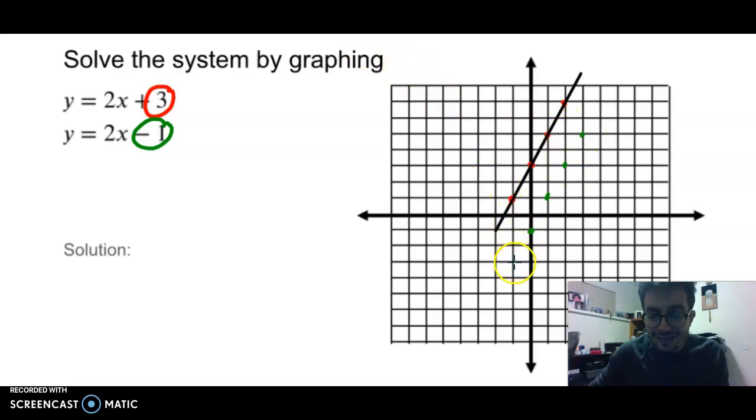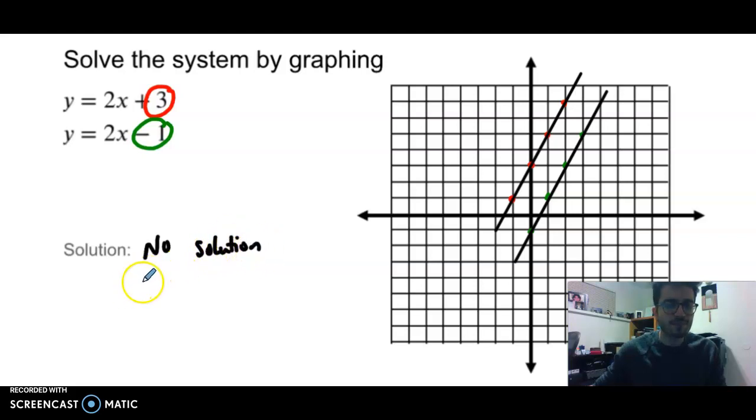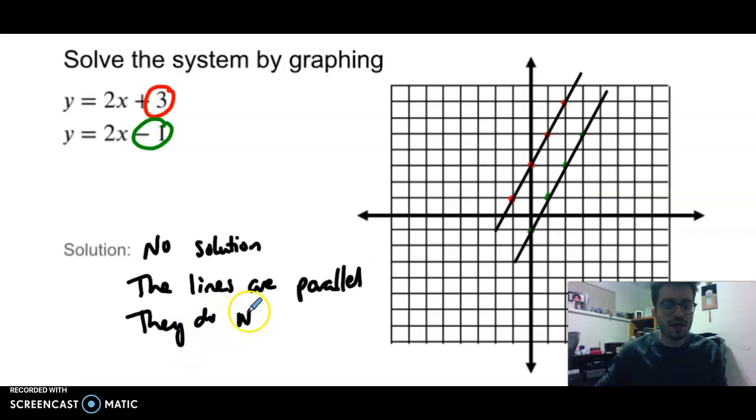And now looking at this line, I see that they're parallel. We know they're parallel. They have the same slope. These lines are never going to intersect. So guess what? We're going to say there is no solution. The lines are parallel. They do not intersect. And that's it.